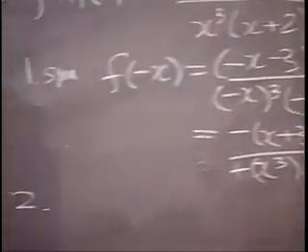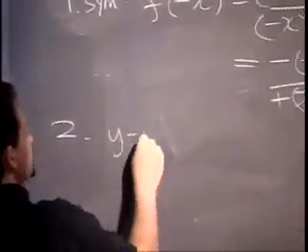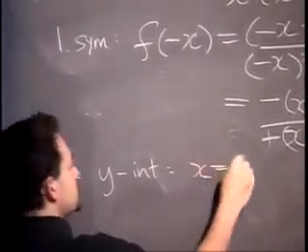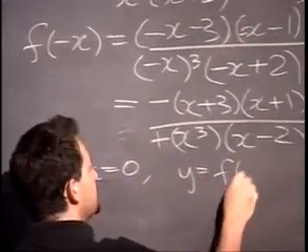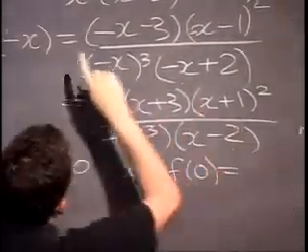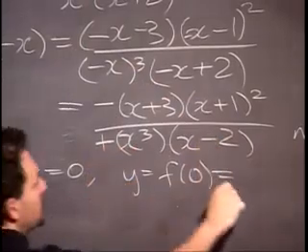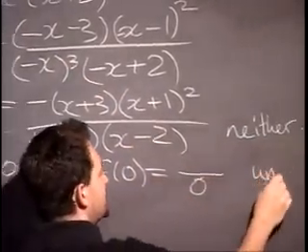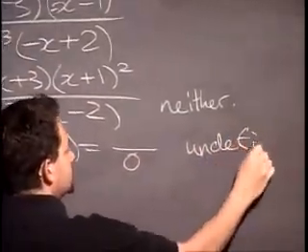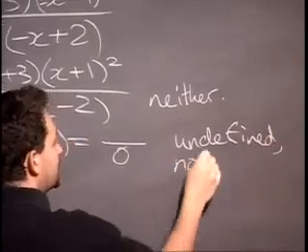Dull. What are we going to do? How about the y-intercept? Well, x equals 0. You have y is f of 0 equals, well, unfortunately, you have a 0 on the denominator, so it's undefined. No y-intercept.